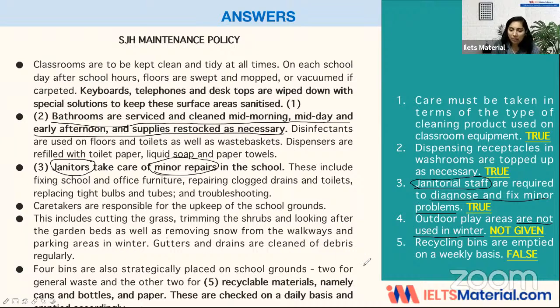Next, the last one: recycling bins are emptied, and that too on a weekly basis. I do have the same thing given, recyclable materials. They are checked on a daily basis and emptied accordingly. So the opposite is, in the question we have weekly basis, and in the passage we have daily basis. That is the opposite part, and hence we will be taking it as false. I hope this is clear, and it is pretty clear about the answers.